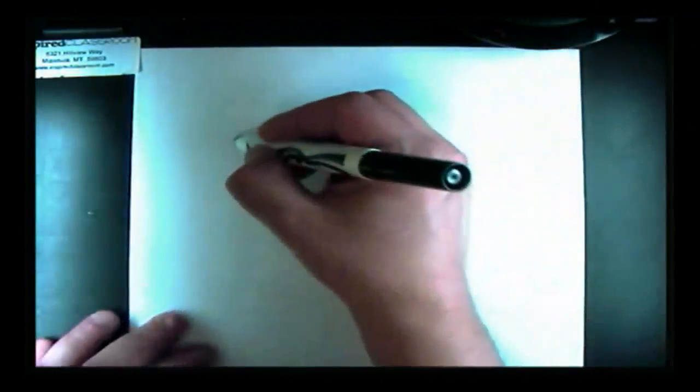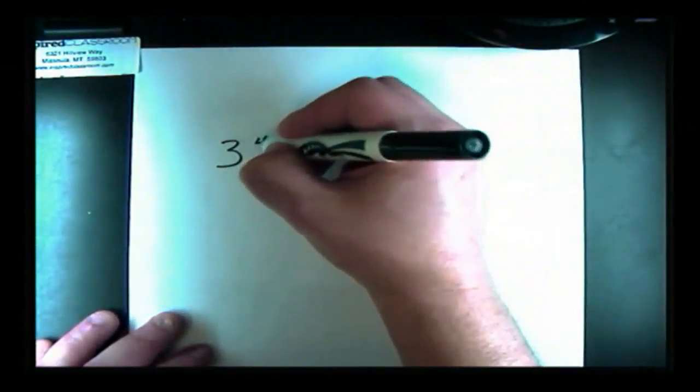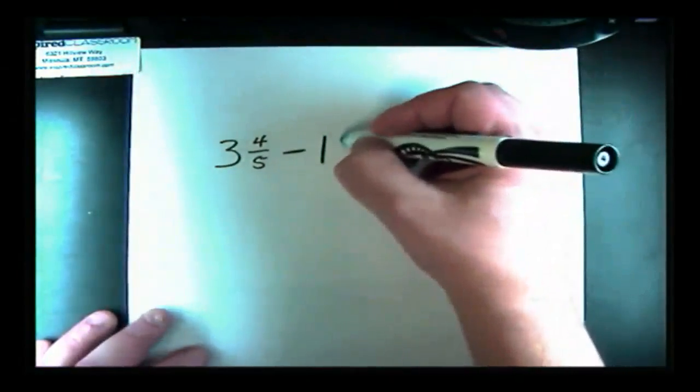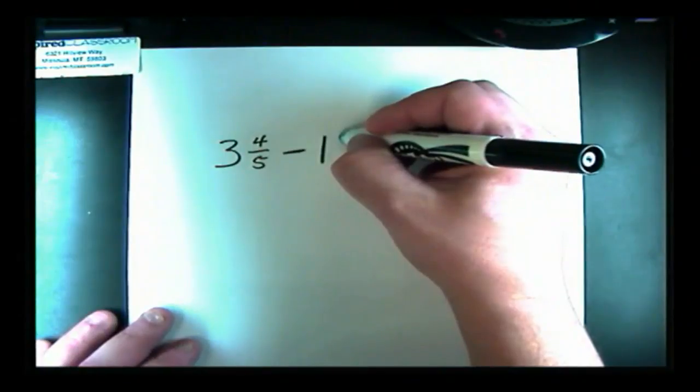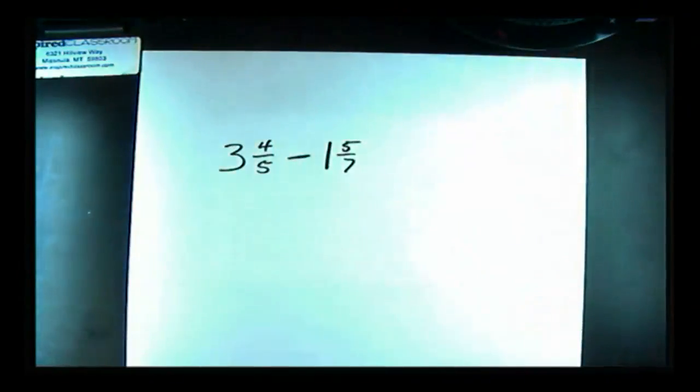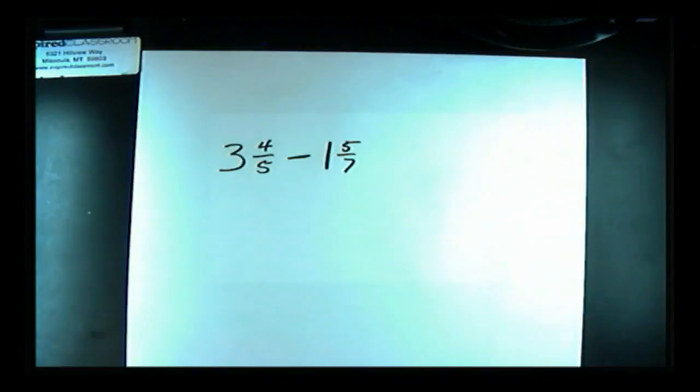So we're going to do 3 and 4/5 minus 1 and 5/7. Brutally hard problem. So hopefully you guys all remember that when I subtract or add fractions, the key here is that I must find a common denominator, right?